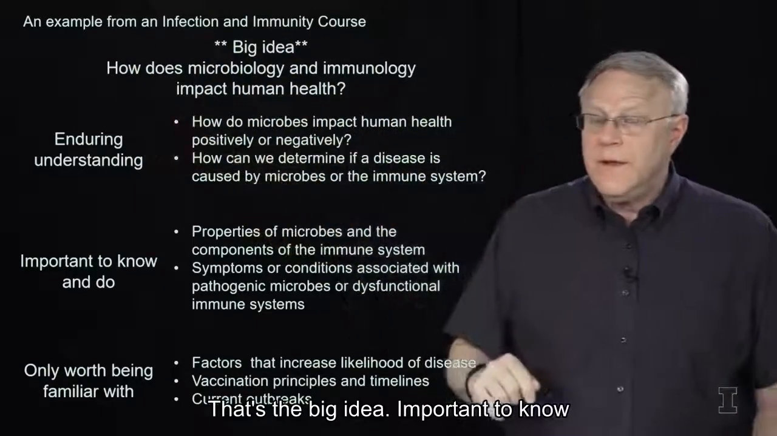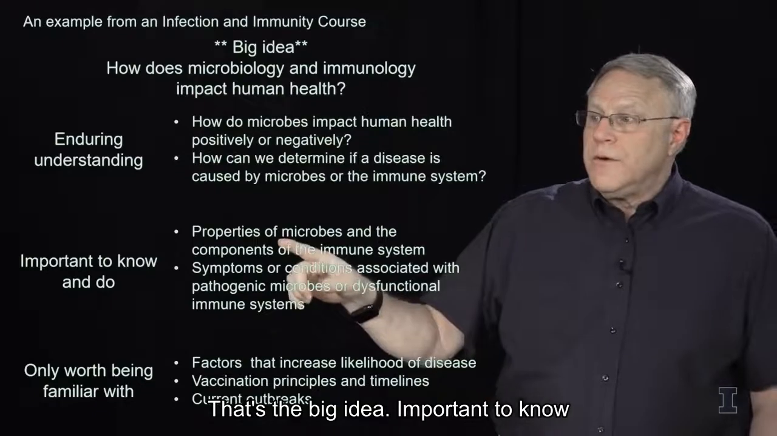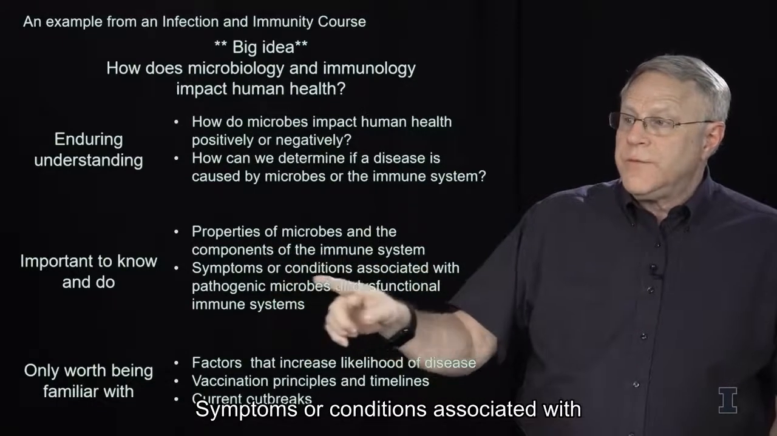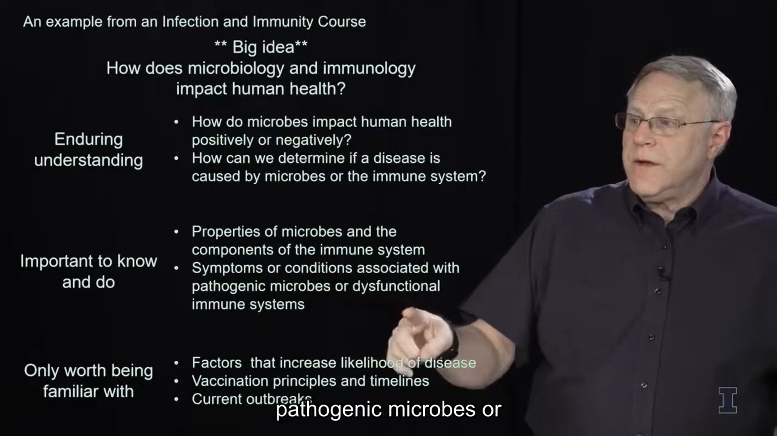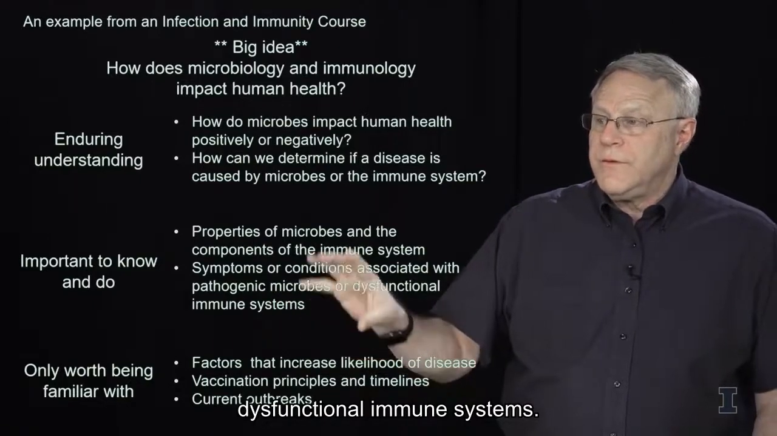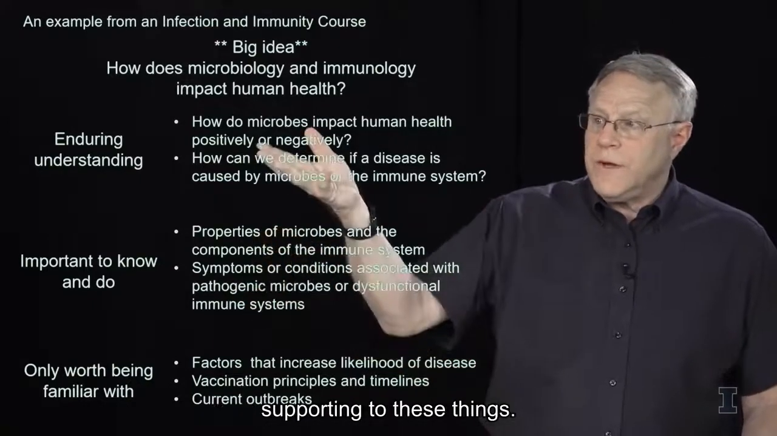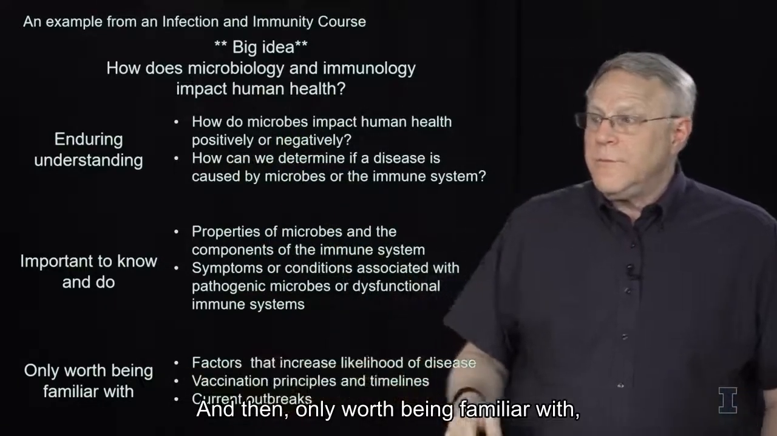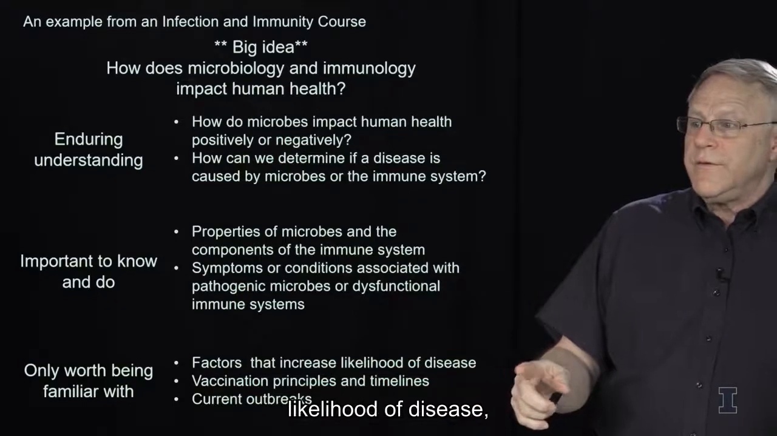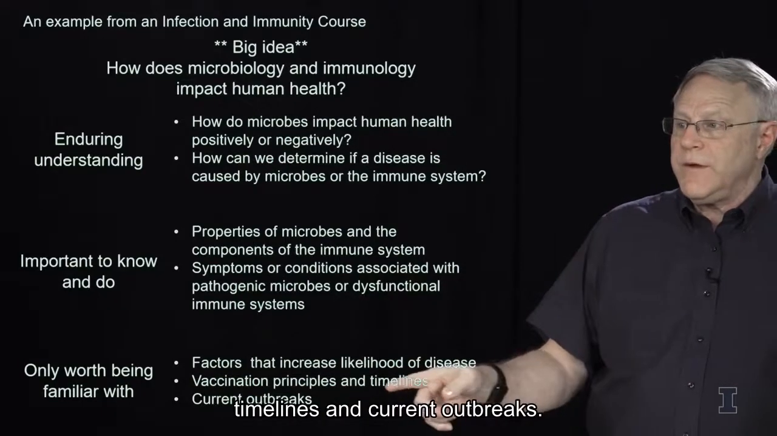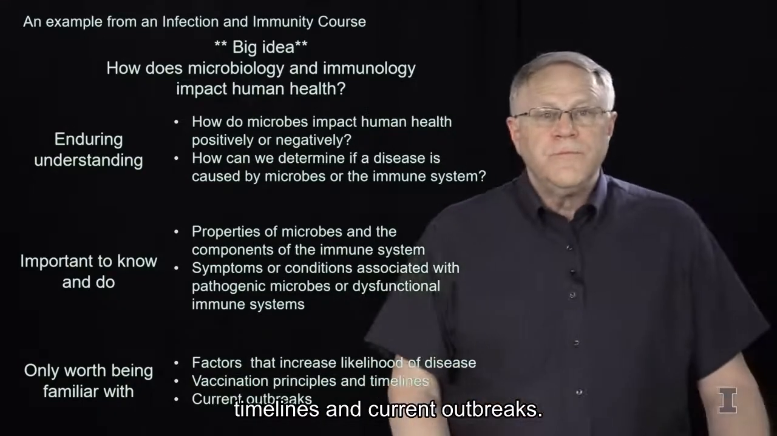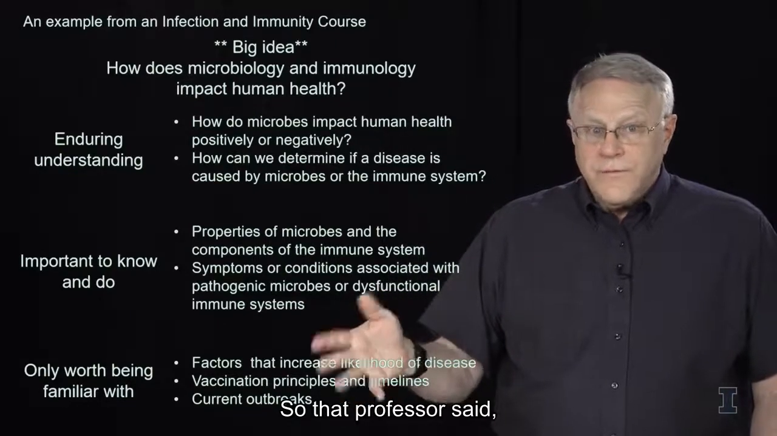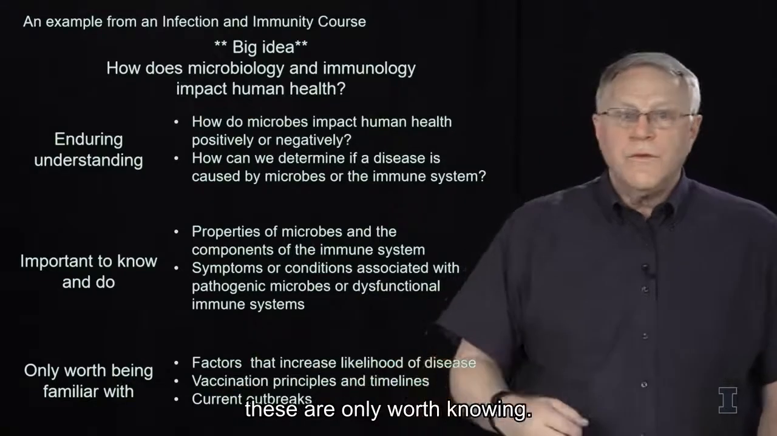That's the big idea. Important to know or do, properties of microbes and components of the immune system, symptoms or conditions associated with pathogenic microbes or dysfunctional immune systems. Those are important to know. They're supporting to these things. And then, only worth being familiar with, factors that increase likelihood of disease, vaccination principles and timelines, and current outbreaks. So that professor said these are only worth knowing.